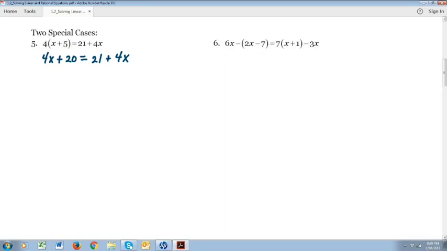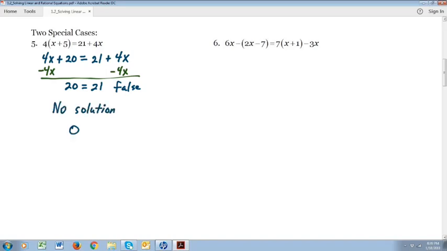So we've simplified everything that can be simplified. Let's go ahead and we need to get x on one side only, so let's subtract 4x on both sides. Notice when you do that, though, you lose x on each side, and what you're left with is 20 equals 21, which is a false statement. And so that's false.